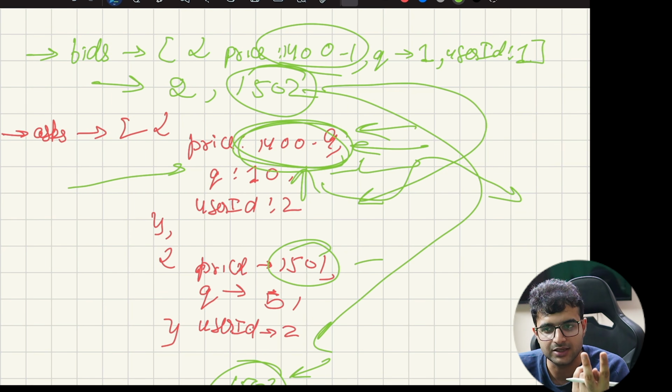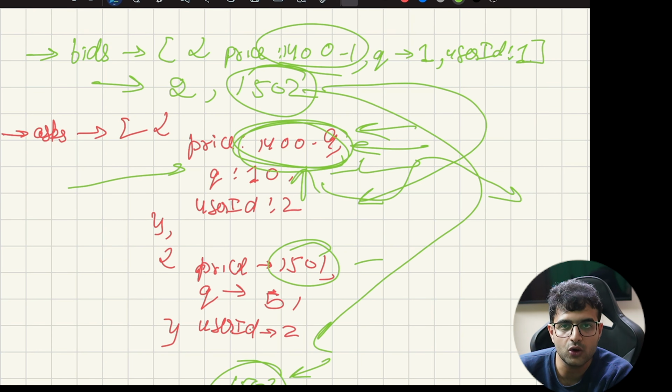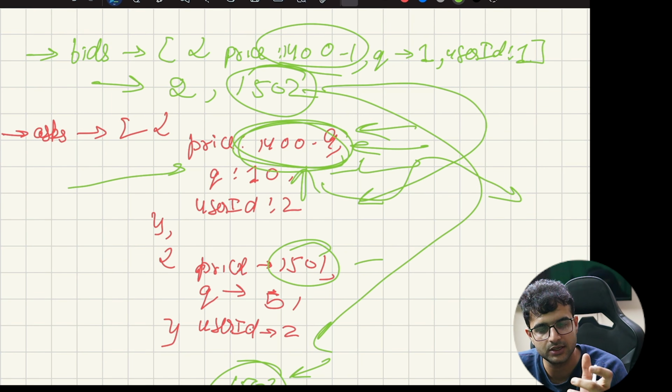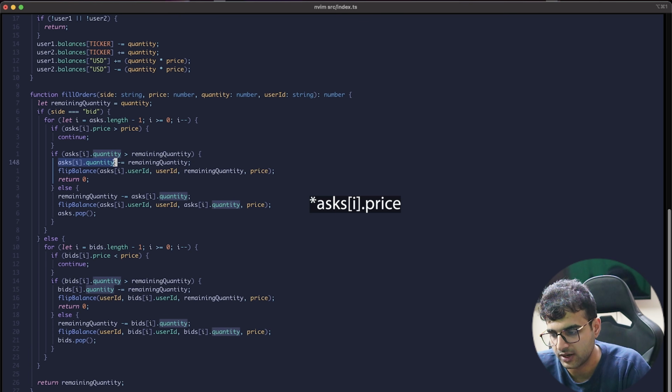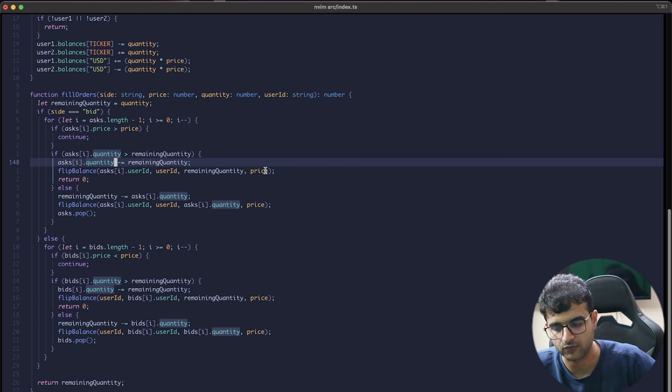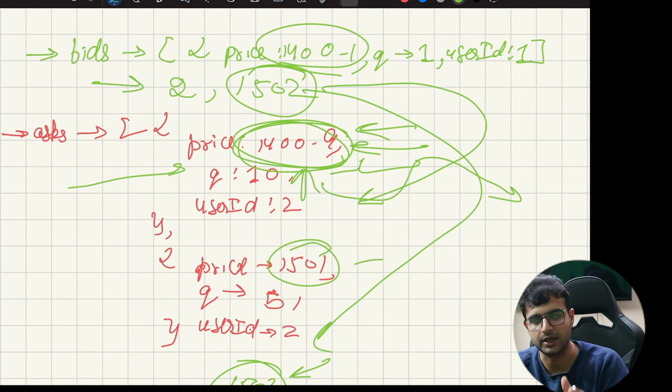So flip balances will actually put 2 quantities here and 1502 into 2 here, which is like 3004. But ideally, what should it have put on the other side? What I was saying was, when I call flip balances, I call it with this price, the price that the user sent, which in this case is 1502, which is not right. It should ideally be asks of i.quantity, which would be 1400.9 or whatever, which is the right price at which you should swap. Now our code base, and that's something you should fix with a pull request.